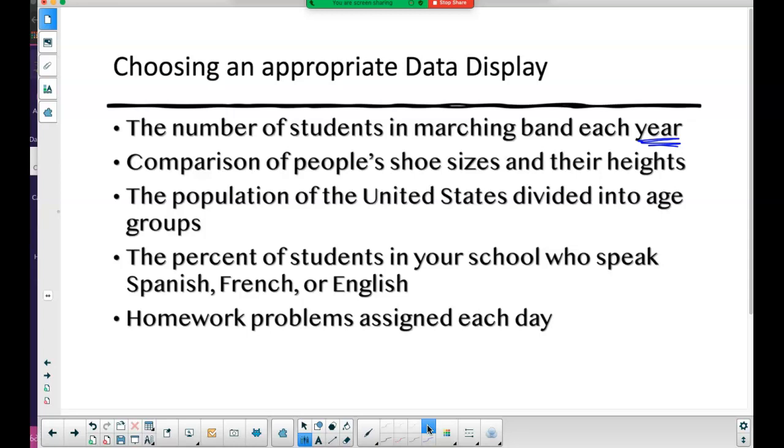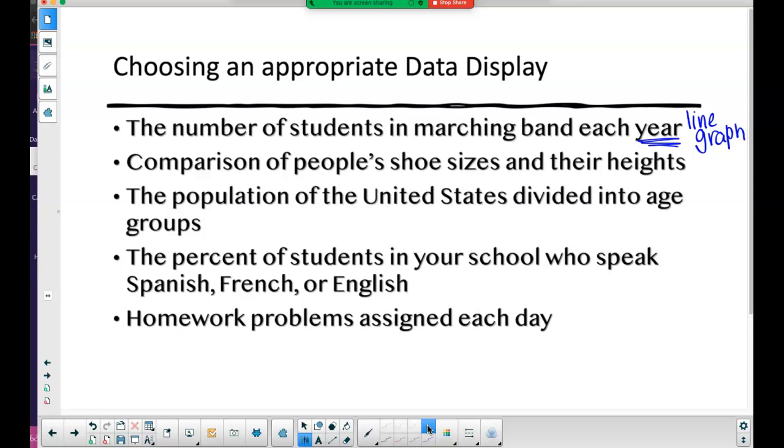Go ahead, Caleb. Line graph. A line graph. Why would it be a line graph, Caleb? Because it shows data over time. It shows change over time. So line graph would be the one we'd want to use because we're talking about the change over time. We're looking at how many members were in the marching band each year. So in 2019, 2020, 2021. So we keep track of that in a line graph would be the best choice.